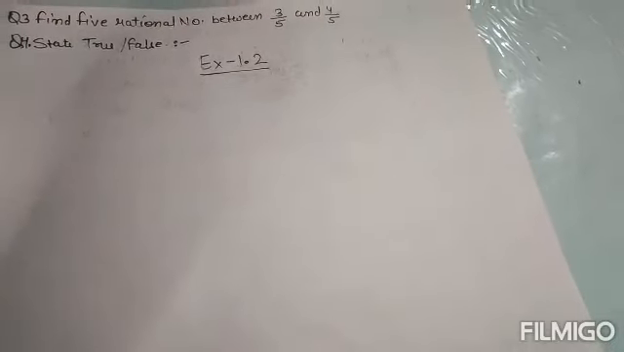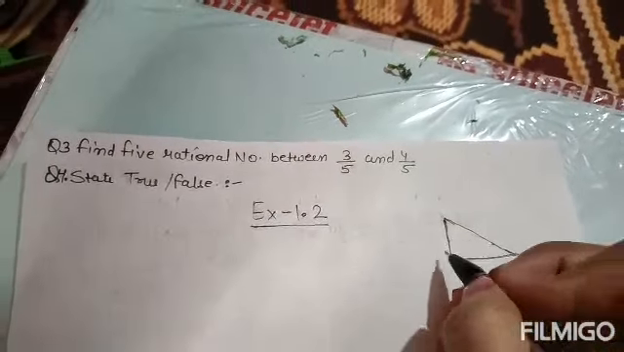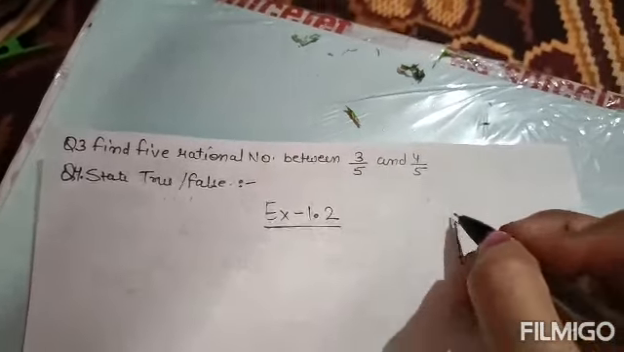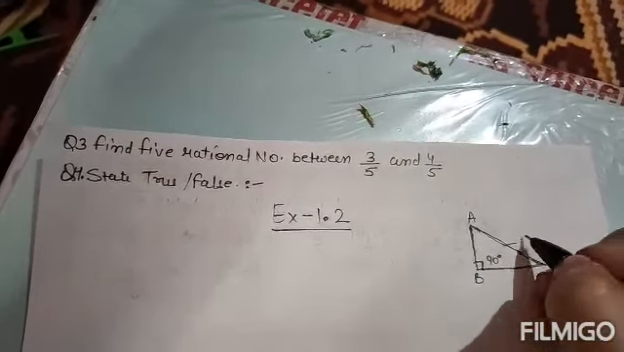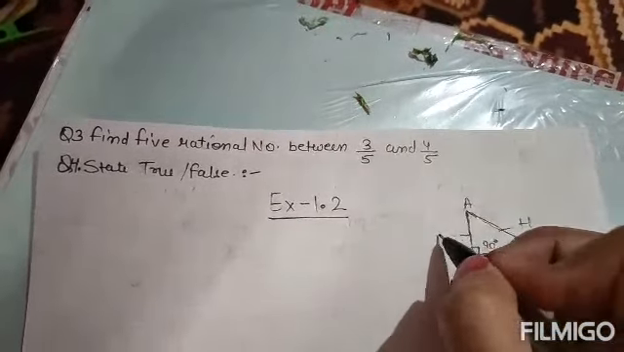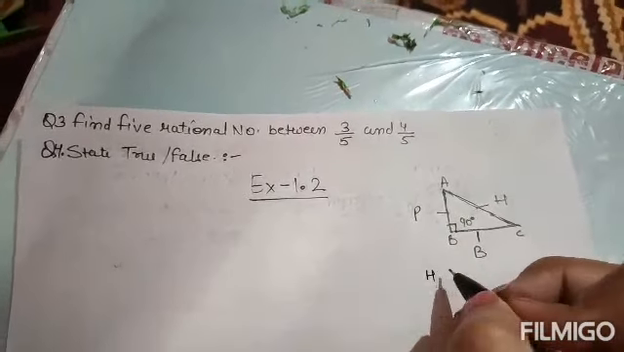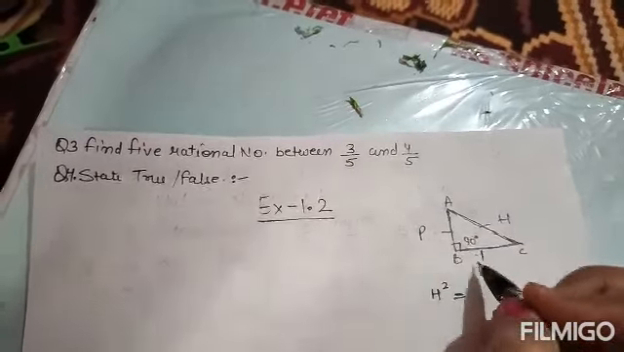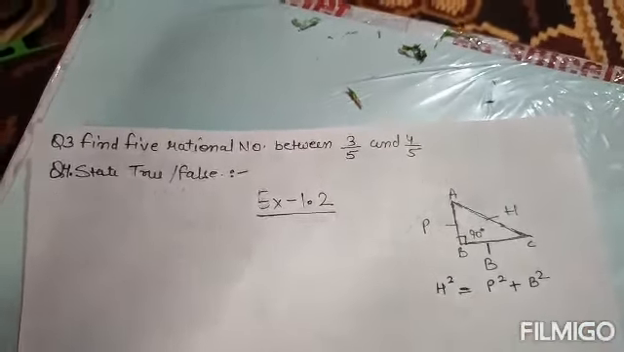What is Pythagoras Theorem? Pythagoras Theorem is basically used in only right triangles, that is, one angle is 90. This longest side is called hypotenuse. This is called base, and this is perpendicular. So what is its statement? Square of the longest side is equal to the sum of these two sides, that is perpendicular square plus base square.